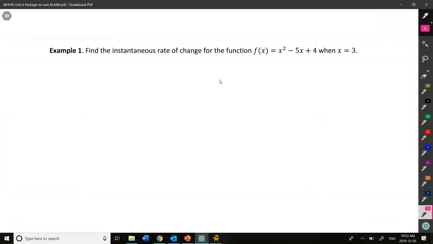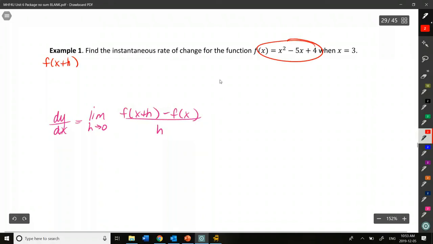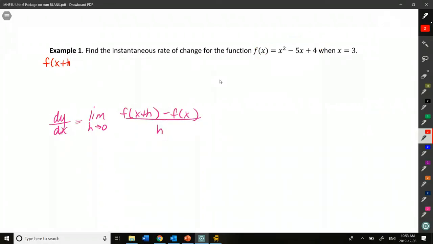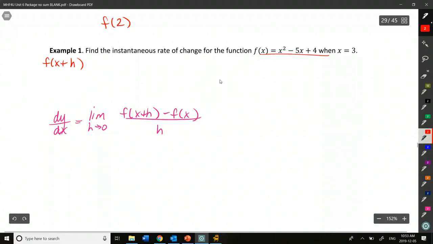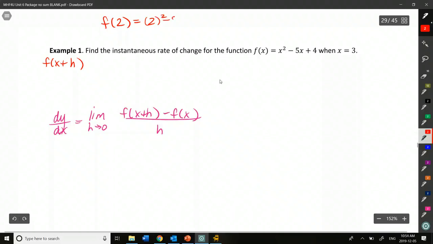What I like to do before I use Newton quotient, because I know that Newton's quotient asks me to input f at x plus h, is, before I sub into this equation, actually find out what f at x plus h is in terms of my function that I'm given. So let me ask you guys this. If I were to ask you to evaluate f at 2 for this function, what would you do? How do you calculate that? You sub it in for the x's in here, right?